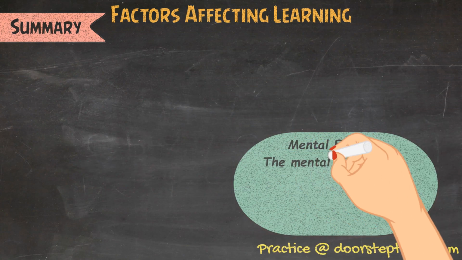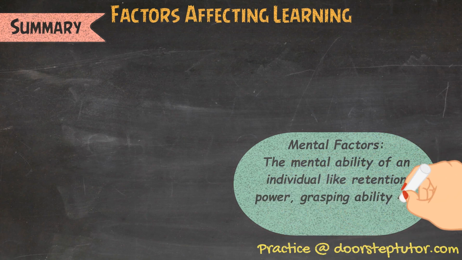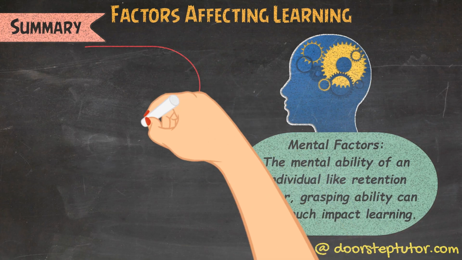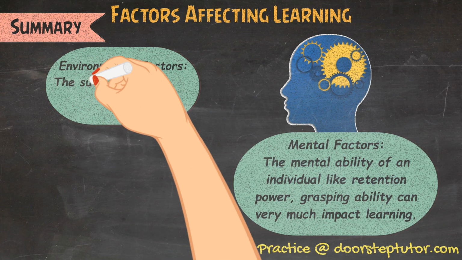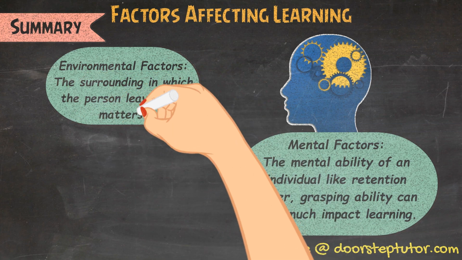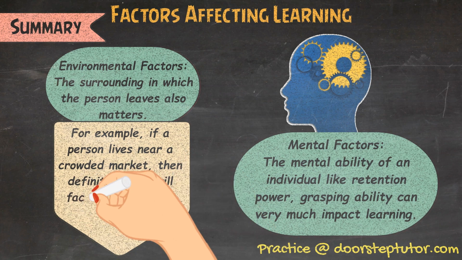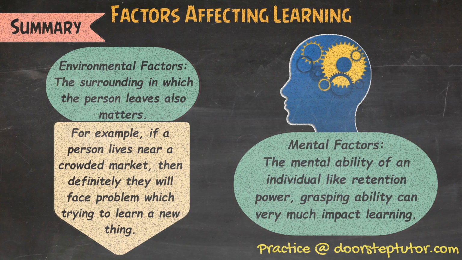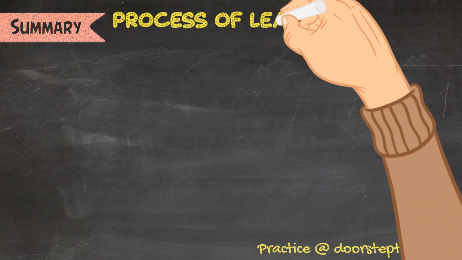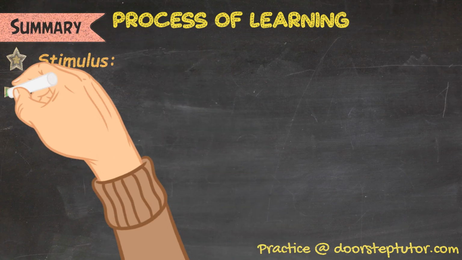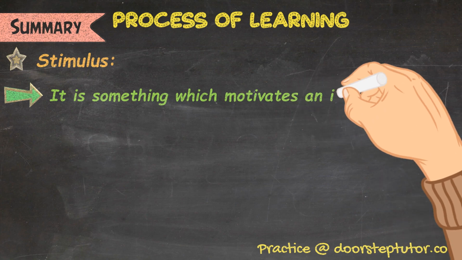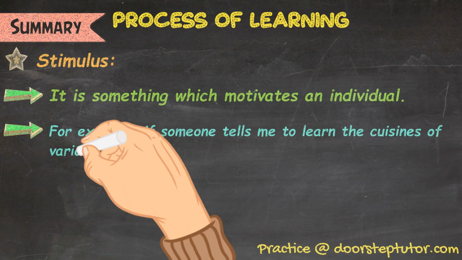Then mental abilities, they also very much impact our learning, right? Our attention power, grasping ability, decision making skills and all. Then we talked about the environmental factors. Yes, our environment also impacts our learning. For example, if I am living in a very clean and green environment where there is ample fresh air, then obviously it will impact my learning in a positive way, right? Then we further talked about the process of learning, wherein we need to have a stimulus, that is a motivator, to help motivate us to complete or achieve that goal.